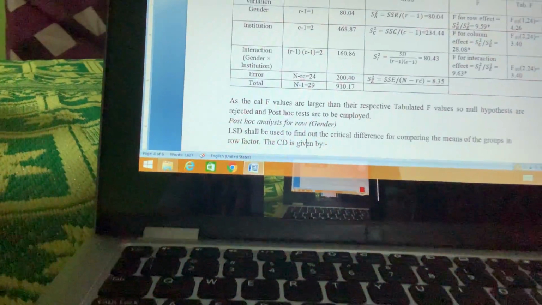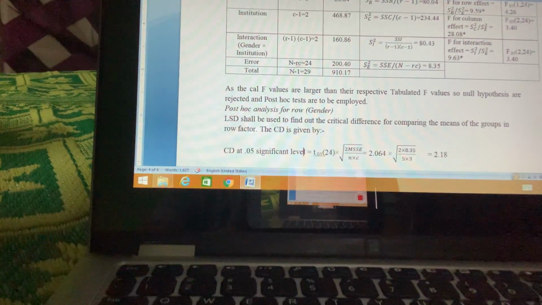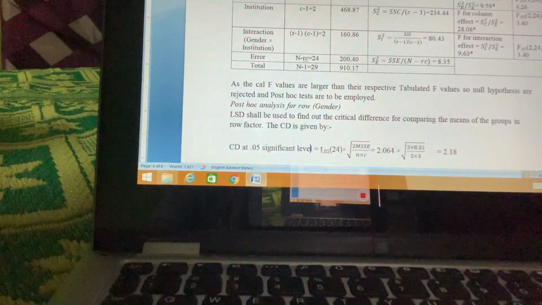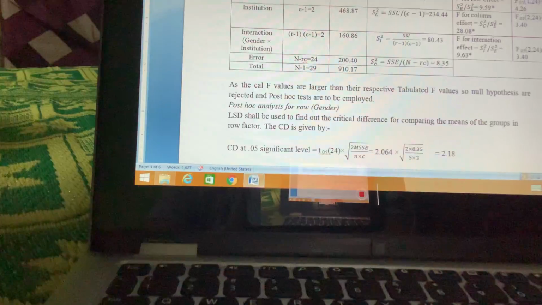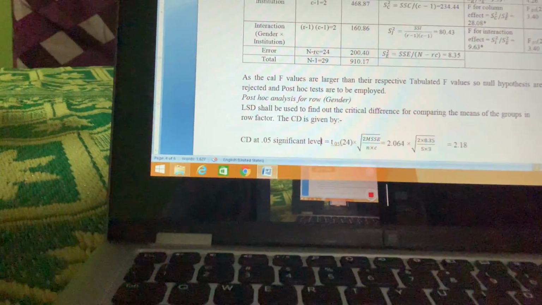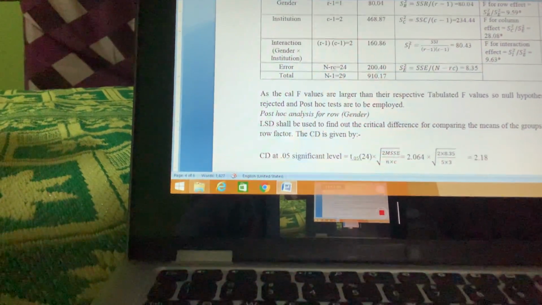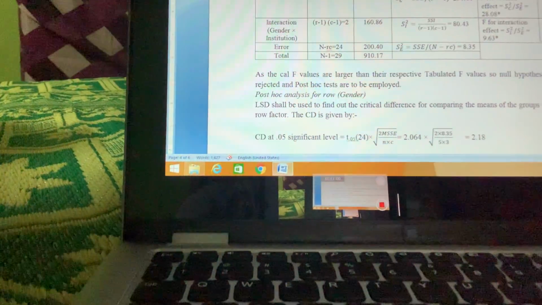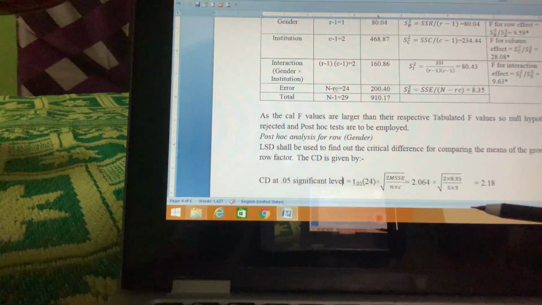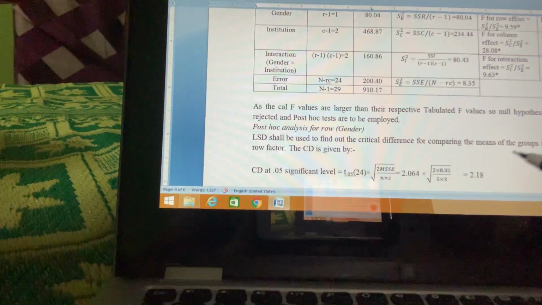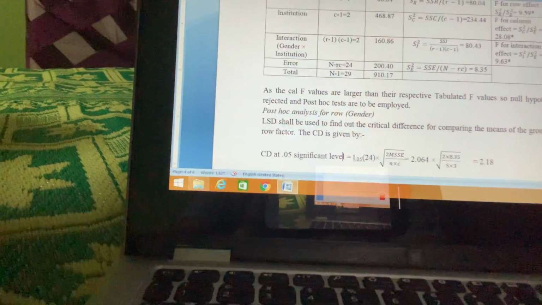Now this is what is F table. Suppose if the calculated value is more than the tabulated value, in that case hypothesis is rejected and we need to apply the LSD test, right? So this is the formula of LSD. With this we find 2.18 is the critical value, right?